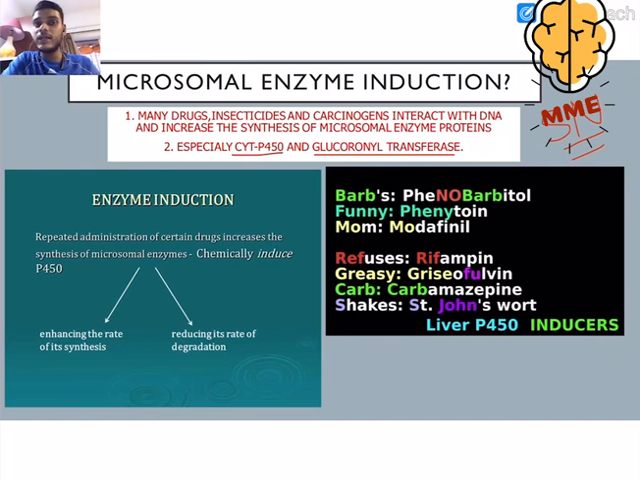Okay, and how is it done? This is done either by enhancing the rate of synthesis of the enzyme or by reducing the rate of degradation of that particular enzyme.